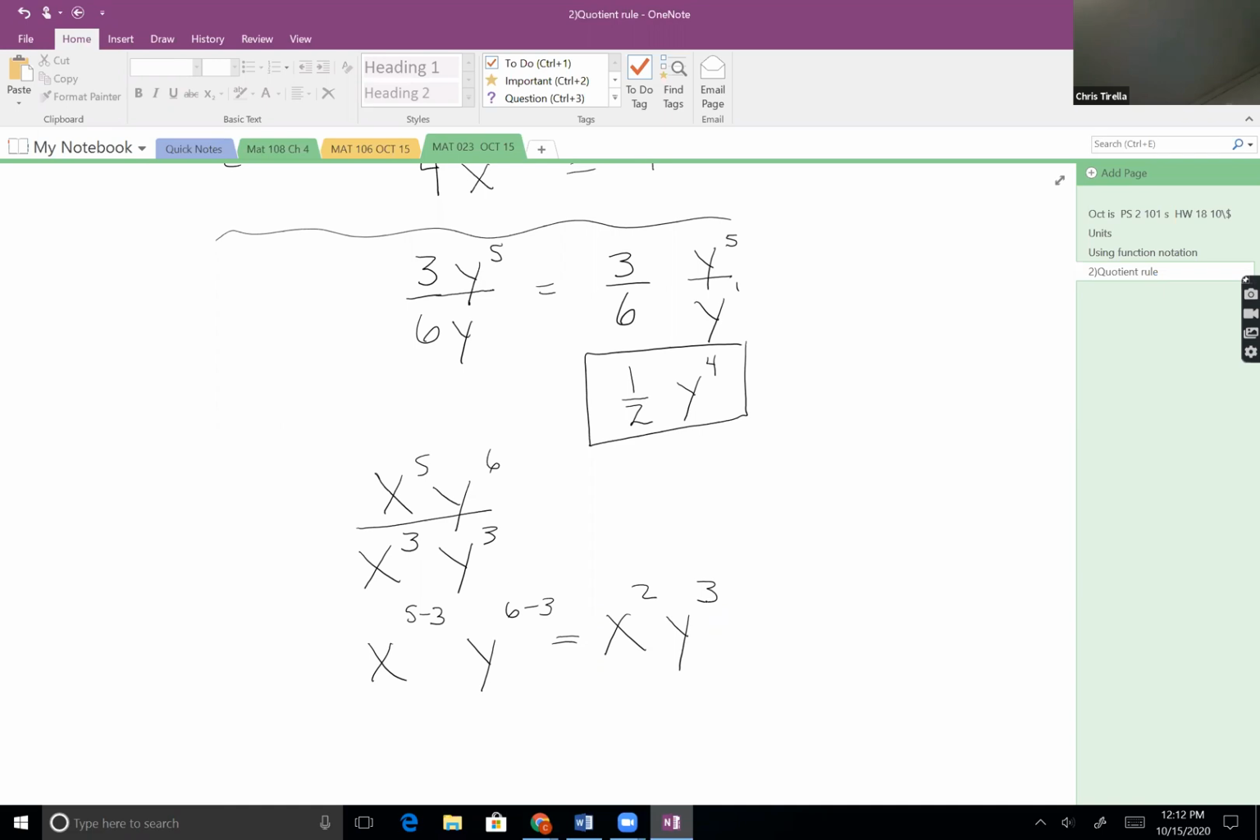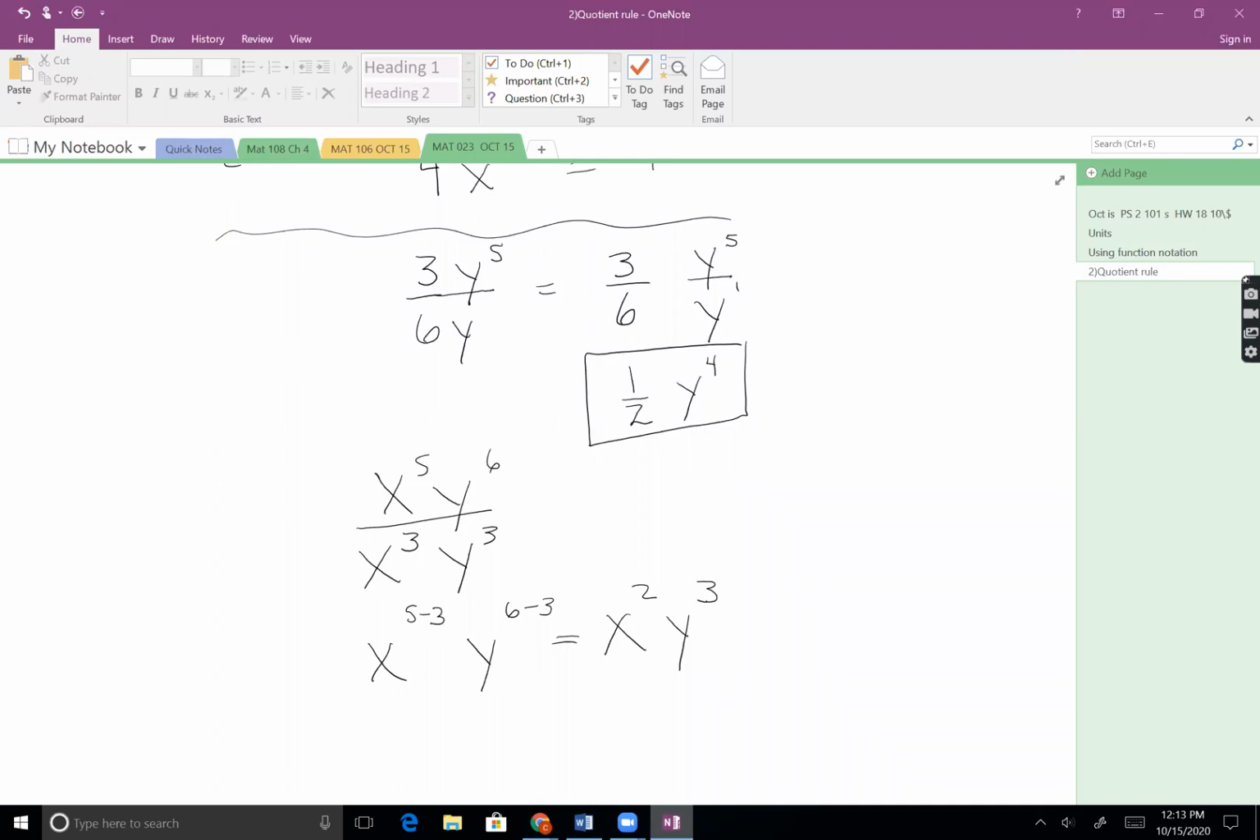Is everybody comfortable? When my bases are the same, to multiply, I keep that base and add the exponents. If my bases are the same, to divide, I keep that base and subtract the exponents. Can I go on to the next page?